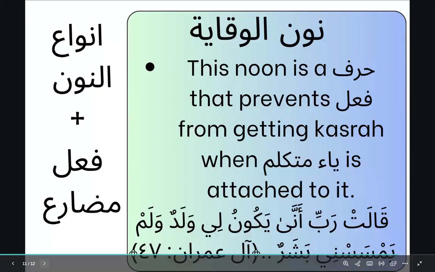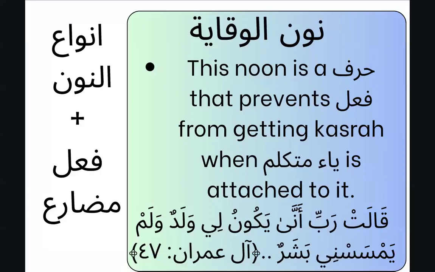The next type of noon on my screen is noon al-waqaya, which is a harf. It prevents a fail from getting a kasra anytime yaul mutakallim attaches itself to a fail. So in here, yamsasni, when ya got attached to yamsas fail mudare, noon al-waqaya had to come in between to protect fail yamsas from getting a kasra. So this noon that is seen between fail mudare and first person singular pronoun yaul mutakallim is called Nunul Waqaya, noon of protection, noon which acts as a shield and prevents a fail from getting a kasra.